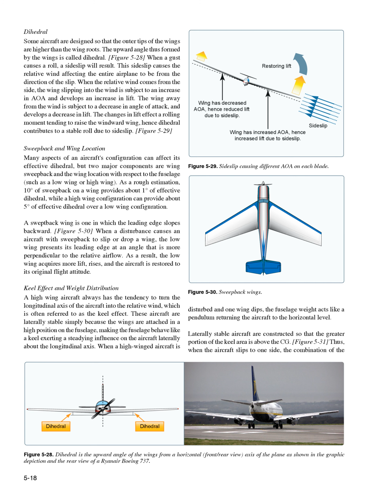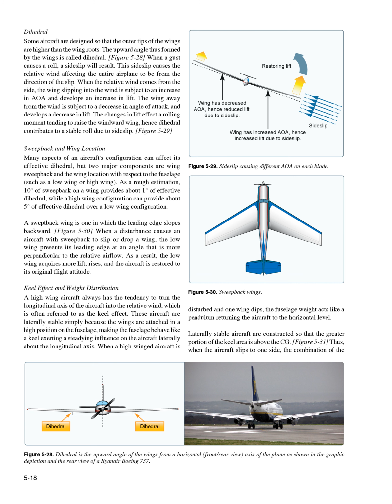When the relative wind comes from the side, the wing slipping into the wind is subject to an increase in AOA and develops an increase in lift. The wing away from the wind is subject to a decrease in angle of attack, and develops a decrease in lift. The changes in lift effect a rolling moment tending to raise the windward wing, hence dihedral contributes to a stable roll due to sideslip.